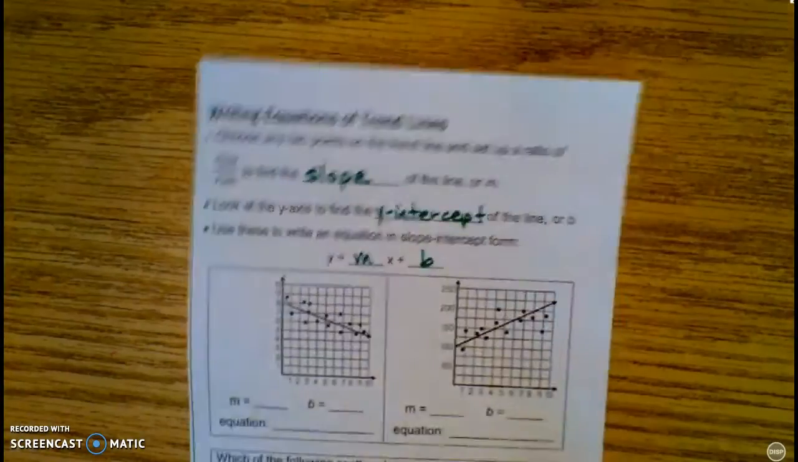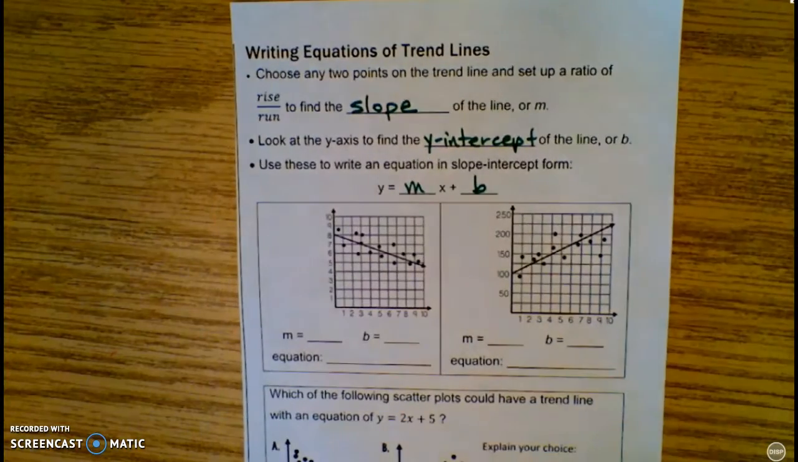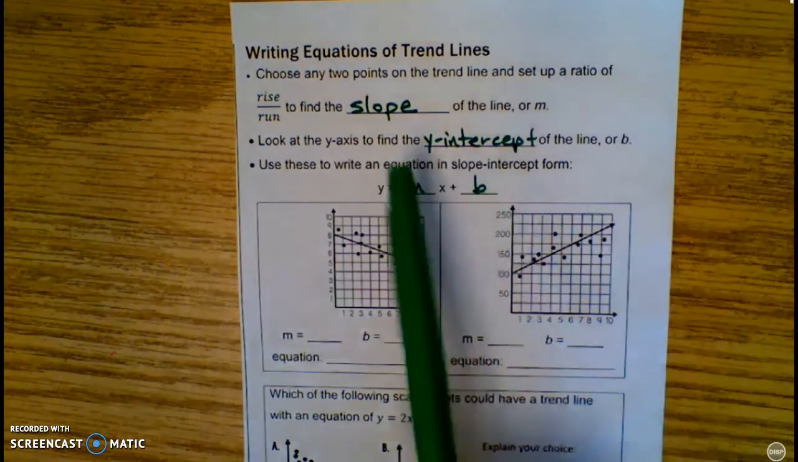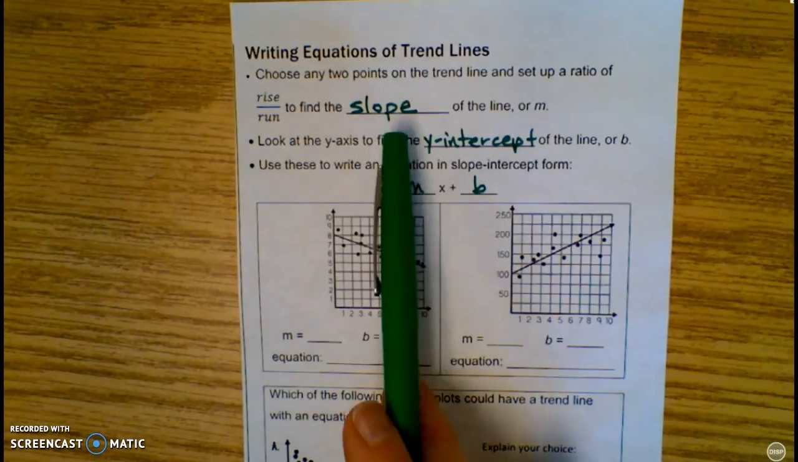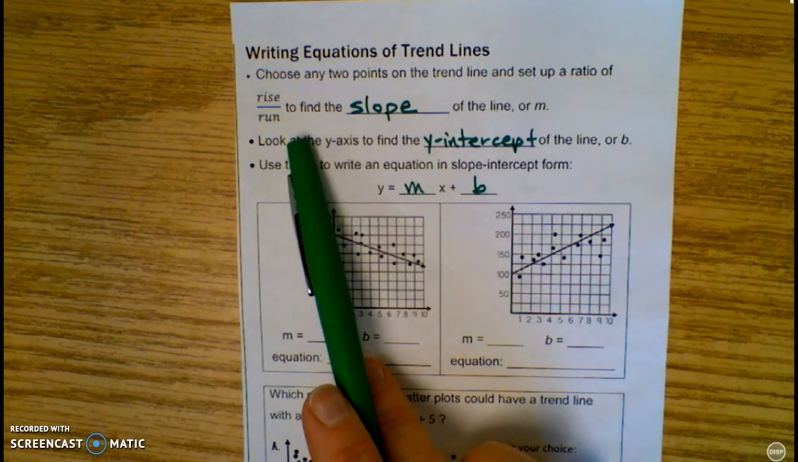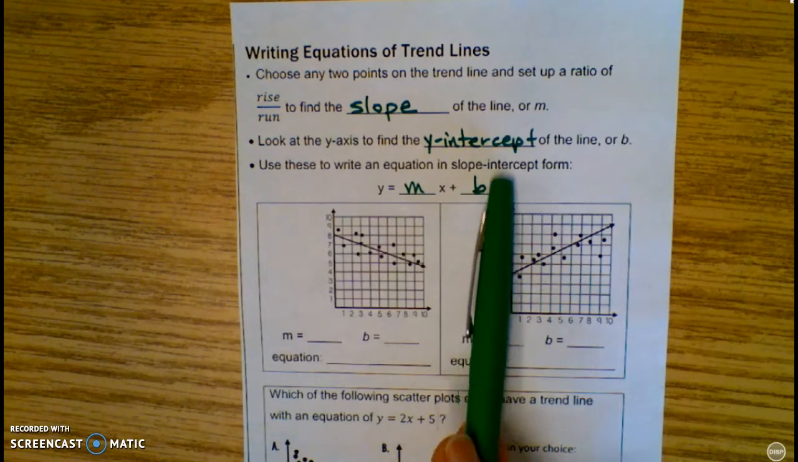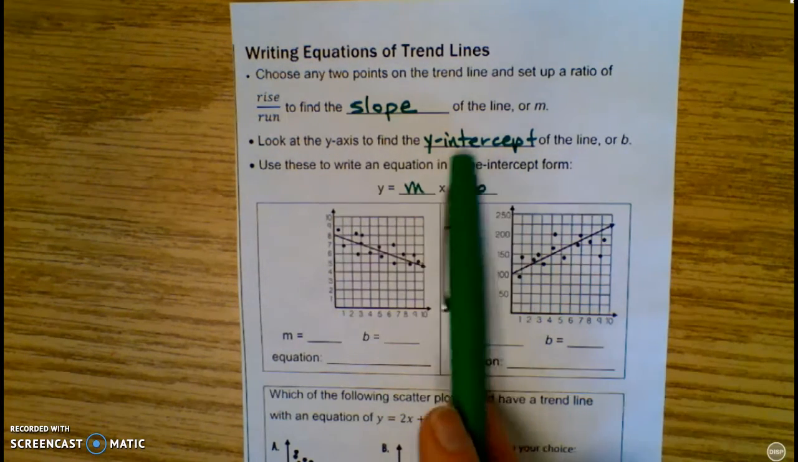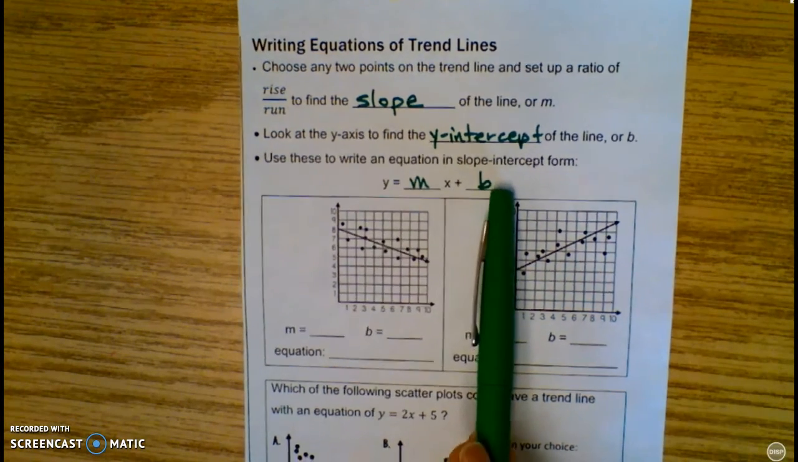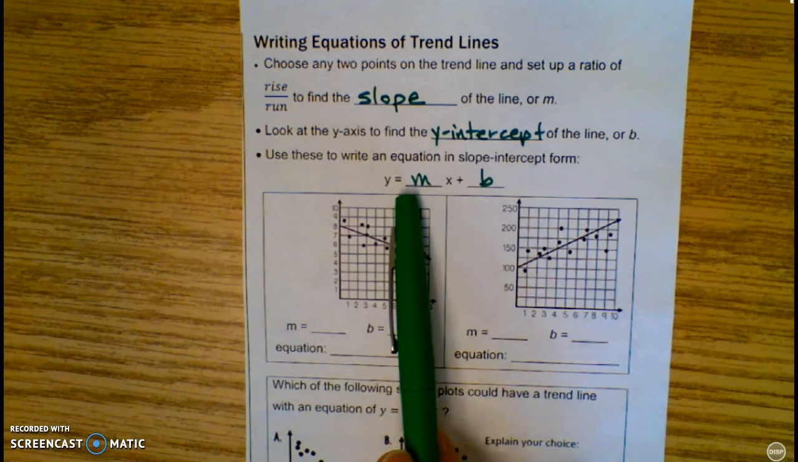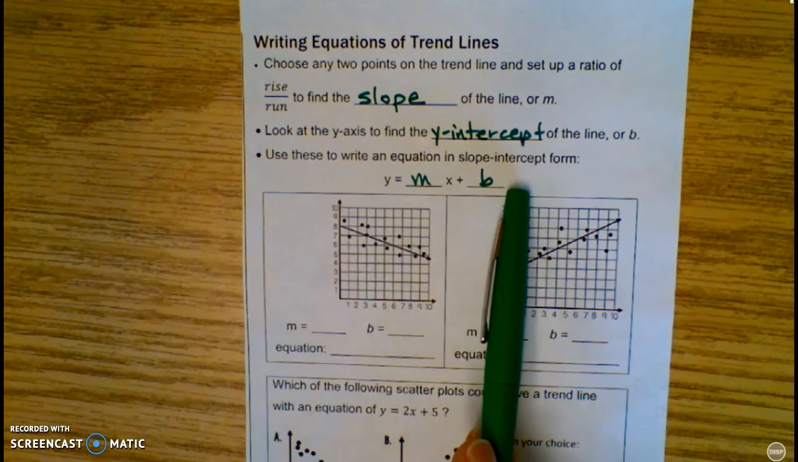Now, as a quick reminder about writing equations of trend lines, remember that there's two components. There's the slope that you have to find when you're working with a line, and there's the y-intercept. So remember, it's your y and your b. You're going to use the same format for writing the equation of a line like we did in our other units. So this should be familiar. y equals mx plus b.